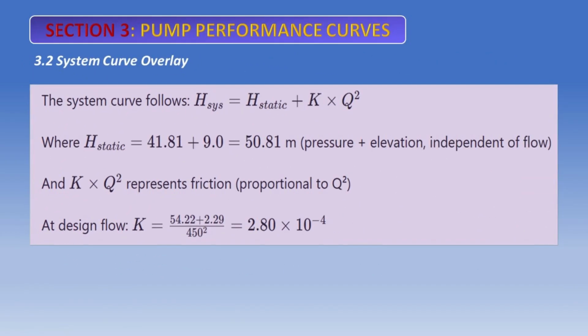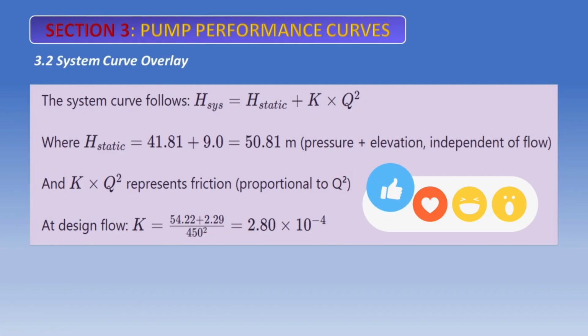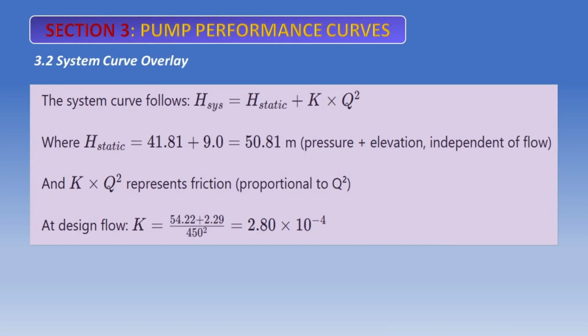Here we introduce the concept of the system curve. The system curve is the mathematical expression of the Bernoulli Equation. It tells us that the head required is the sum of the static head, which is constant, and the friction head, which increases with the square of the flow rate.